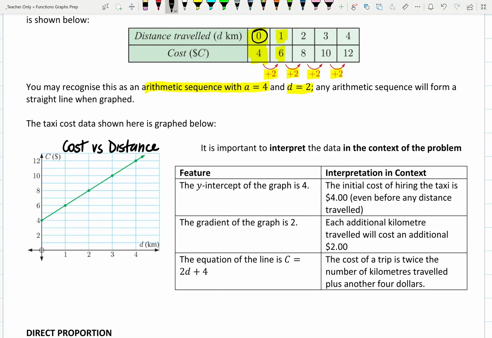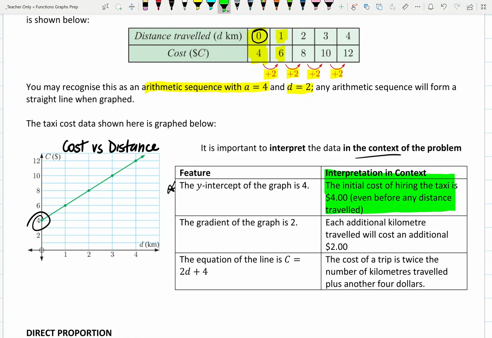All of these functions that we're going to be having a look at are in contexts of certain problems. So we need to interpret the feature in the context of the problem. So for example, the first feature is that the y-intercept of the graph is 4. Here it is. It's not enough just to write that the y-intercept is 4. We need to interpret it in the context of the problem, and that is this description here, that the initial cost of hiring the taxi is $4 even before any distance is travelled.